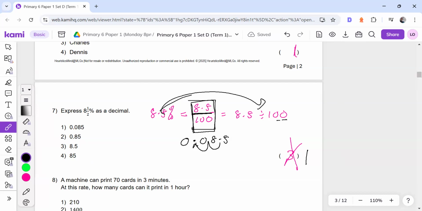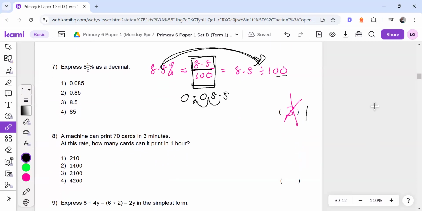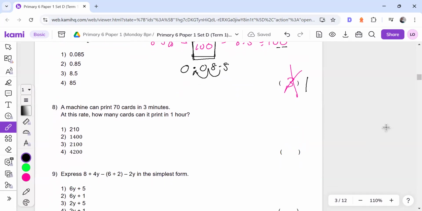Okay. So I think some of your school teachers, what do? They just skip. They just ask you to divide by 100 to get the decimal. Okay, nothing wrong. That's a shortcut also. Okay, question 8. What's the answer?